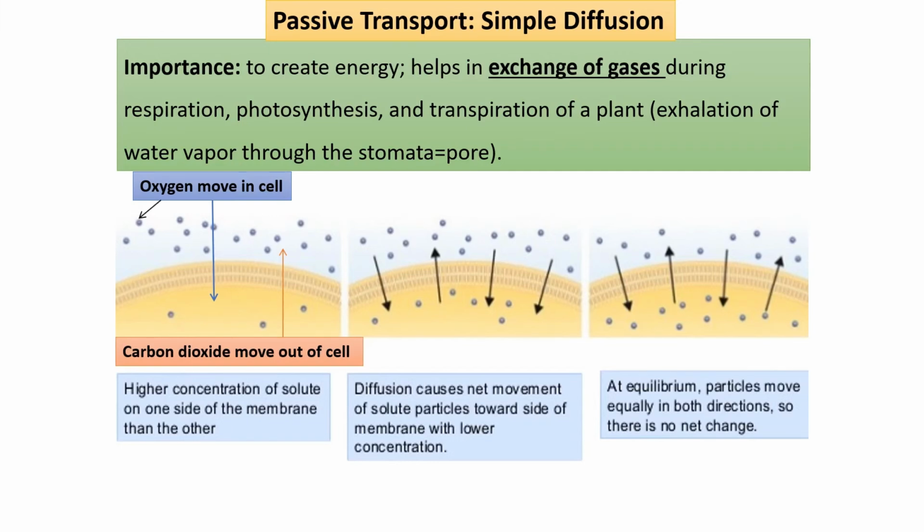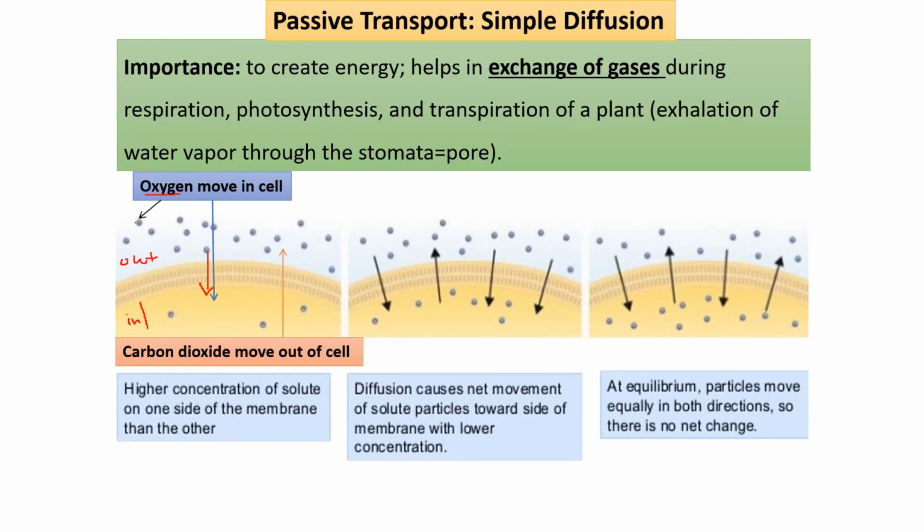And here it shows that this is the cell. This yellow is the inside of the cell. This is outside of the cell. If we have a lot of these blue molecules outside of the cell, for example oxygen, what will happen? Simple diffusion, and oxygen will be able to penetrate inside of the cell.